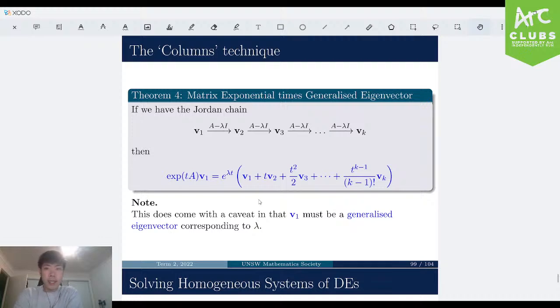Next thing is the columns technique. We have a Jordan chain, where applying A minus lambda I k times gives zero. Then the exponential of t times the matrix A, applied to our generalized eigenvector v1, becomes e to the power of lambda t, where lambda is the corresponding eigenvalue. And then in brackets, you essentially have, again, the Maclaurin expansion of the exponential, but at each step you also have the generalized eigenvector for that step.